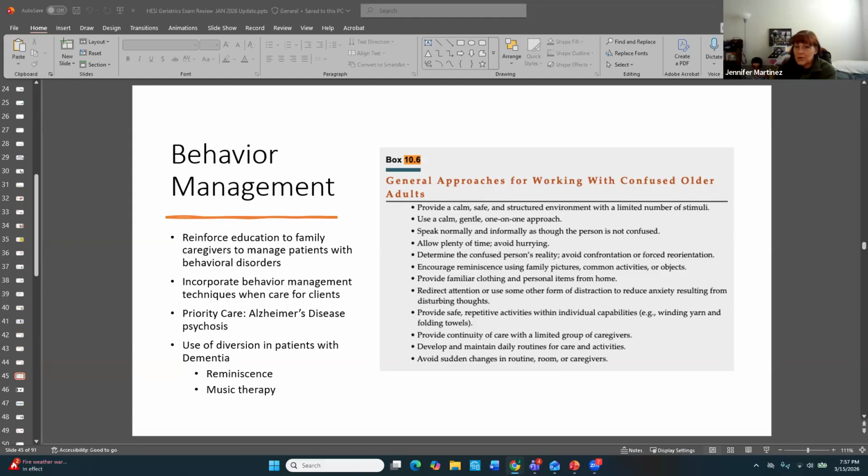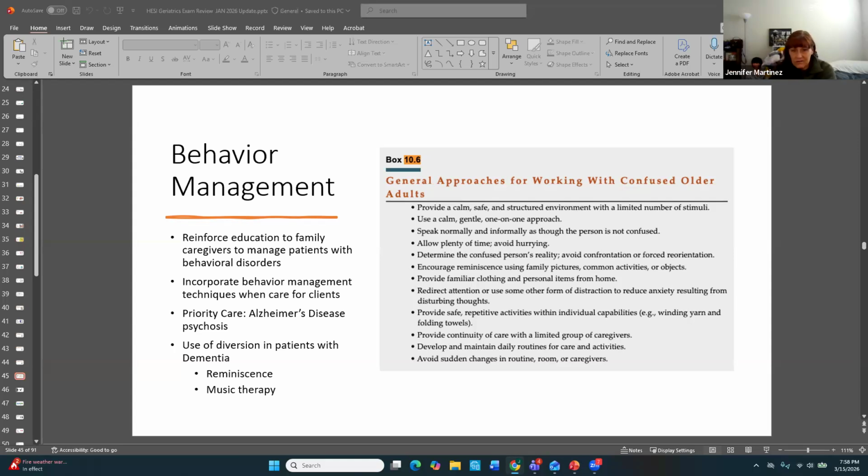Calm, gentle, one-on-one approach. Speak normally and informally as though the person is not confused. Allow plenty of time. Avoid hurrying. You don't want to walk into the resident's room or the client's room and say, "All right, Mr. Jones, time to get up. Let's go eat breakfast," and be really quick. They need time not only to process the information, but also time performing those tasks that we need them to perform.